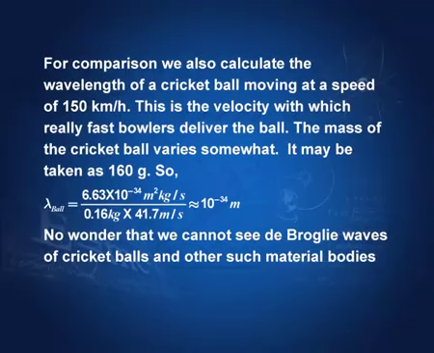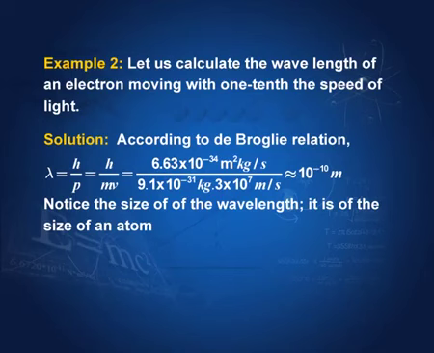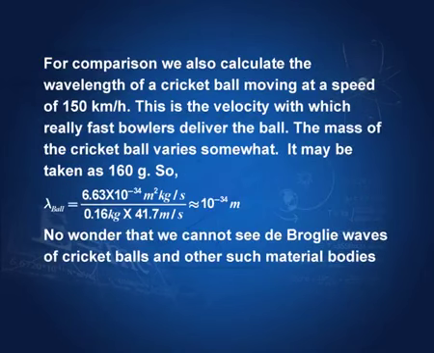So, the wavelength of the ball would be h divided by the mass of the ball and the velocity of the ball. Velocity of the ball converted into meters per second is 41.7 meters per second. Mass is 0.16 kilograms. This is the value of h. If we calculate this, it turns out to be 10 to the power minus 34 meters, and it is so small. In the case of the electron it was 10 to the power minus 10 meters, and in the case of the ball, it turns out to be 10 to the power minus 34 meters. It is very, very small.